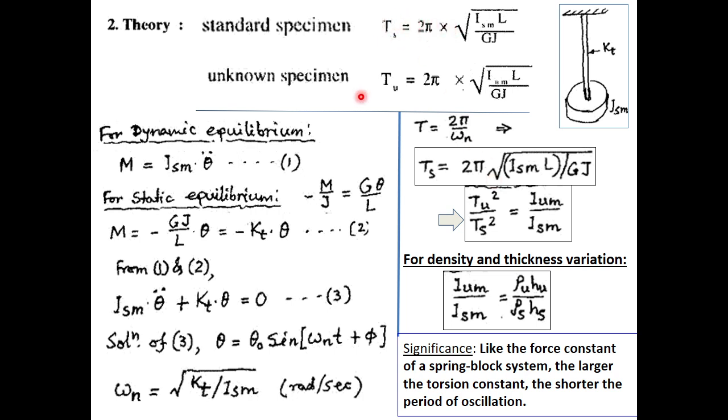Now if we write it for the unknown specimen and for the standard specimen, we get this equation, and from there we find the area moment of inertia of the unknown specimen. In the case of the unknown specimen, the length of the wire will remain the same because here we have a clamp.